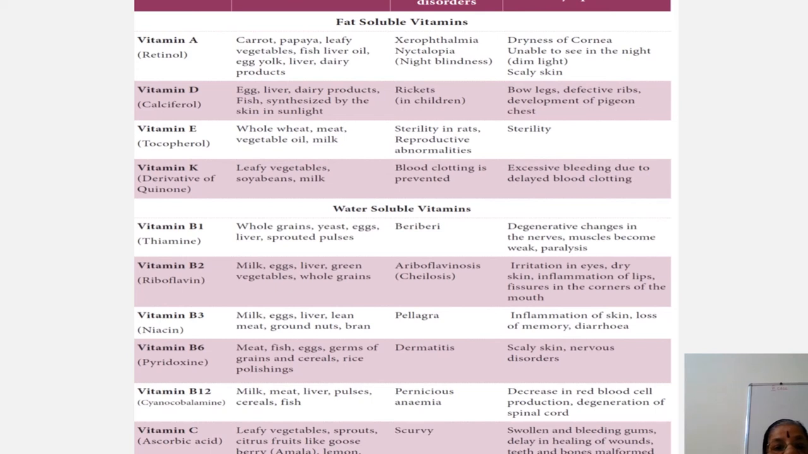So what am I saying? Vitamin A, retinol, D, calciferol, E, tocopherol, K, derivative of quinone, are fat soluble vitamins. Vitamin B1, thiamine, B2, riboflavin, B3, niacin, B6, pyridoxine, B12, cyanocobalamin, and vitamin C, ascorbic acid. This is for the tabular column: vitamin, sources, deficiency disorder, and symptoms. Small questions from this will be fill up, choose, and short answers. You have to study. Right?